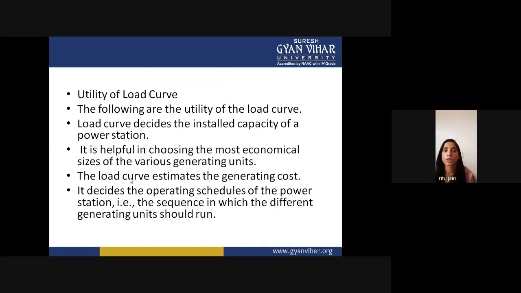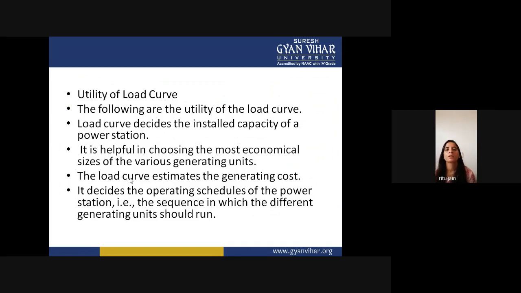Suppose the generating unit capacity is 500 megawatt, and you have connected only 200 megawatt to this generating unit, then you are not utilizing its full capacity. So from load duration curve, you can divide the units according to your load demand. For 4 hours, these two units will supply the load. For 3 hours, these particular three units will supply the load. So this is your economical distribution of the units.